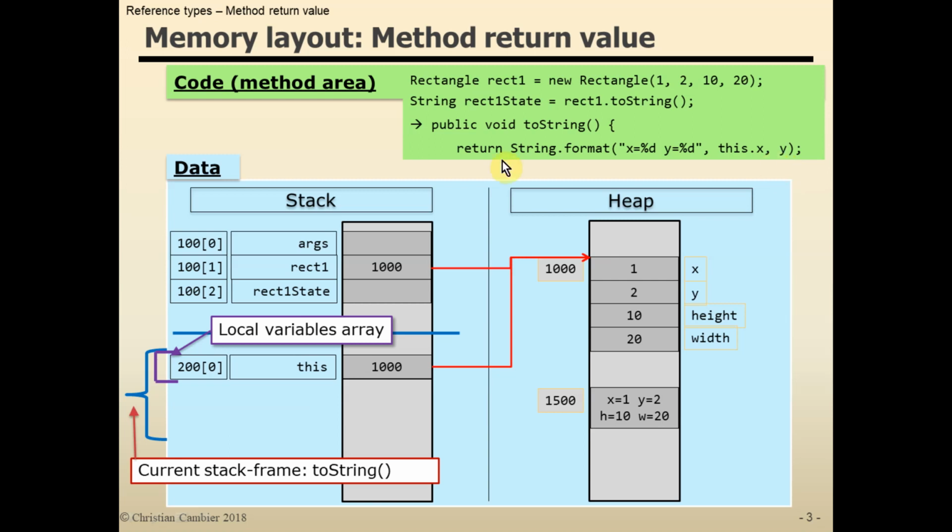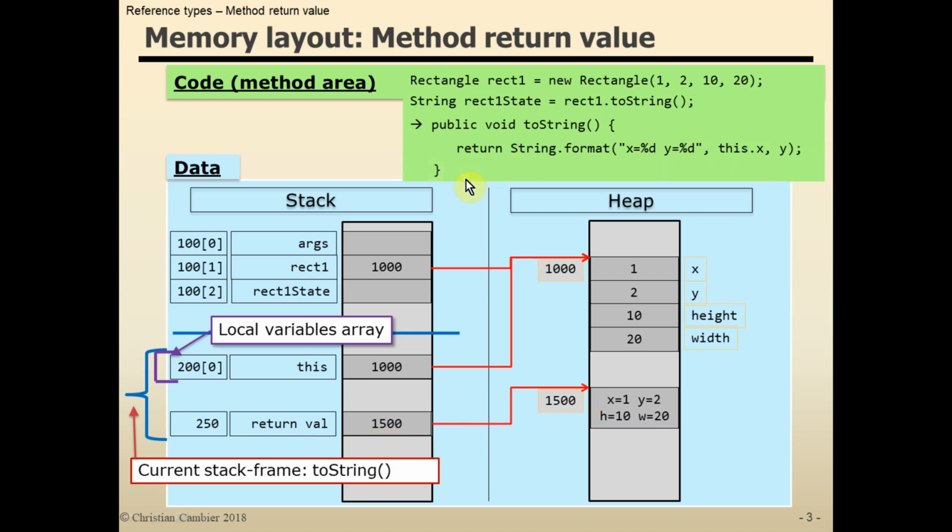Okay, then since there is a return statement, next to the local variables array, but still in the stack frame, is where the return value of the method is stored. It is the content of this memory location that receives the value of 1500. And so the return value contains a reference to the string object. That's all for this method.